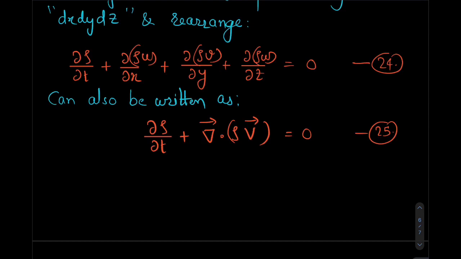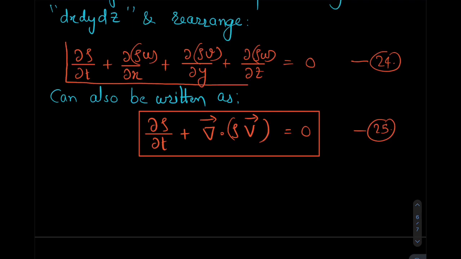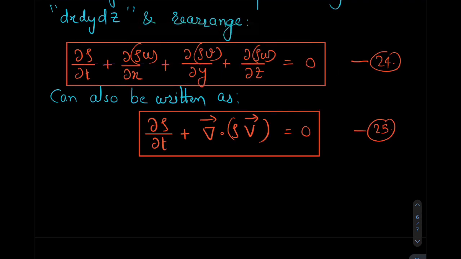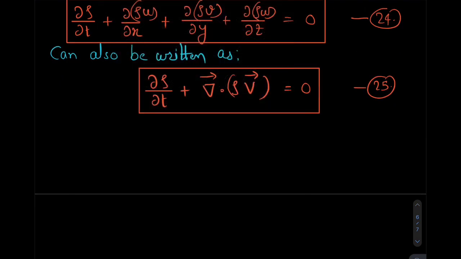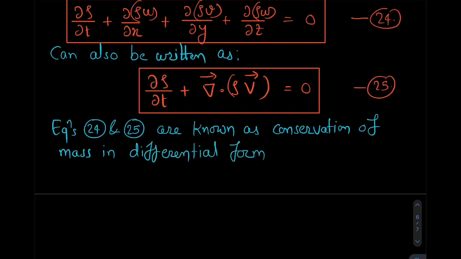This term was already explained in the integral formulation in the last video, so here it is directly written. These are two different forms of the same equation. These equations 24 and 25 are known as conservation of mass in differential form, also known as the continuity equation.